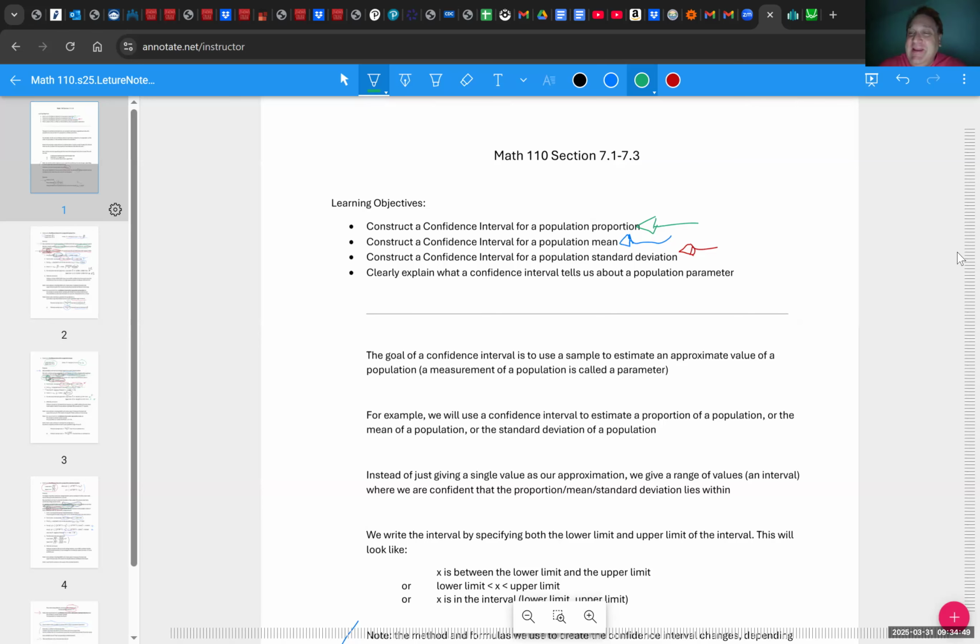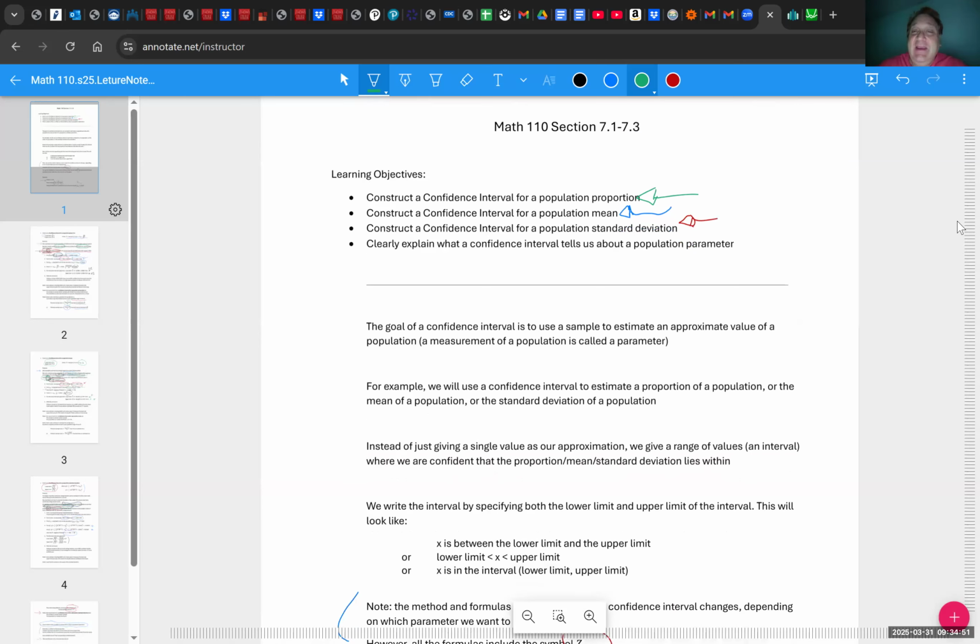Thank you for watching to the end. The idea here was to construct confidence intervals for different measures of a population: a confidence interval for the population proportion, a confidence interval for the population mean, and a confidence interval for the standard deviation of the population. And we definitely want you to be able to explain what a confidence interval tells us about a population parameter. I gave 3 examples of those explanations in my constructing of confidence intervals in the first 3 learning objectives.